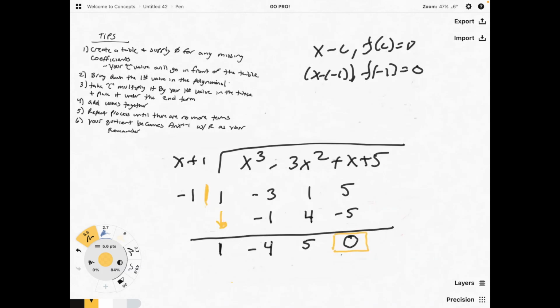When we write the quotient out, we put our coefficients out in front of our x values, and then we take our first term in our polynomial and reduce it by 1, so this becomes x squared, and then we have minus 4x, and then plus 5. We don't have any more terms, and we have no remainder because that's 0, and now this becomes our final answer.